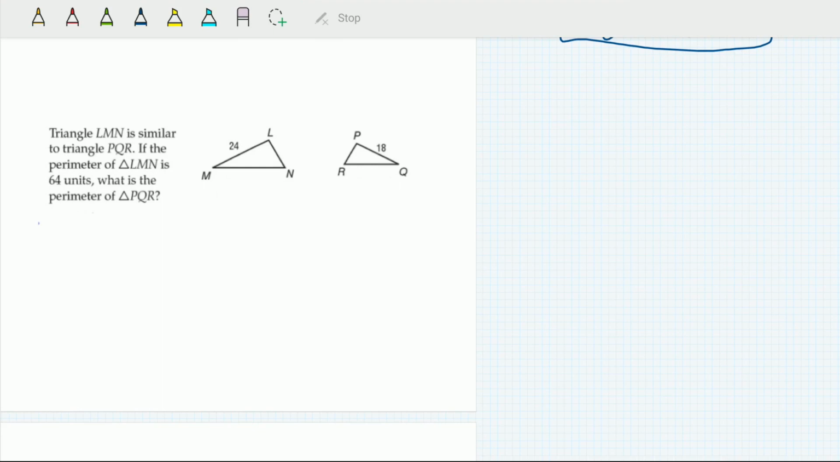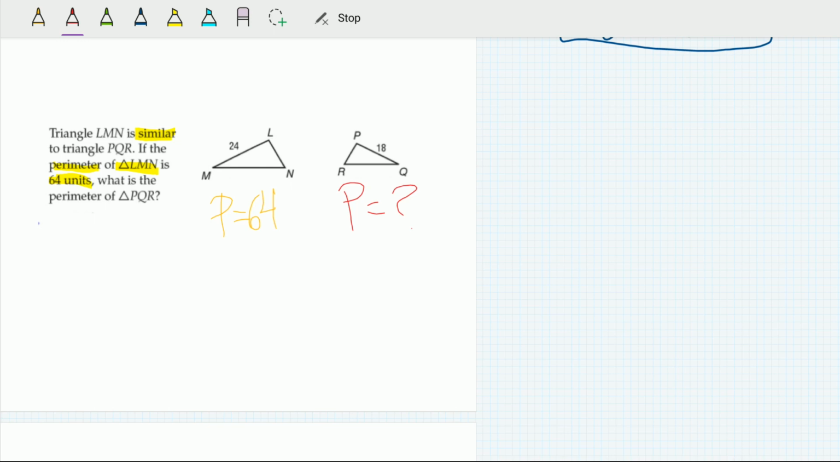So reading the directions for this one, we have that they're similar, right? So that's great. That means we have a scale factor, and it is the same scale factor for all the sides and also for the perimeter, which is really nice. So it's giving us the perimeter of triangle LMN, which is the bigger one, so 64. So I'm going to say the perimeter of this one is 64 units, and then it's asking for the perimeter of PQR. So it's asking for this perimeter.